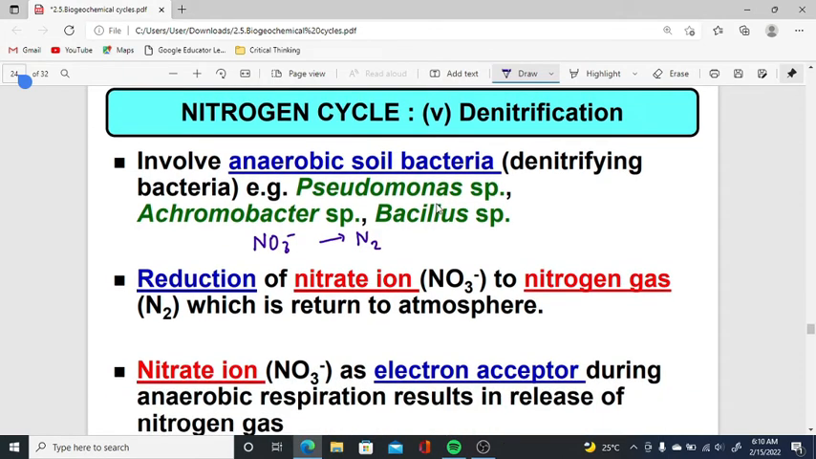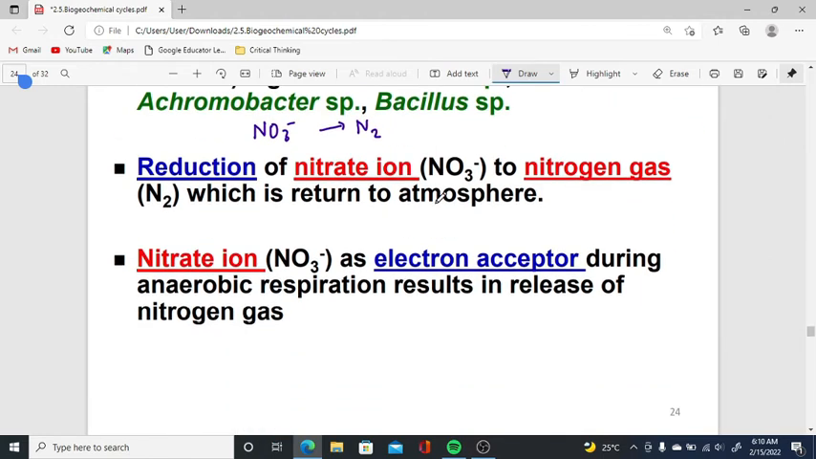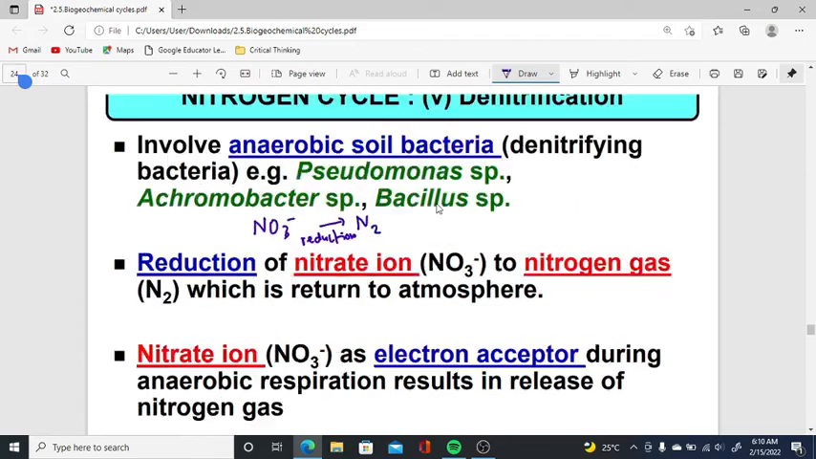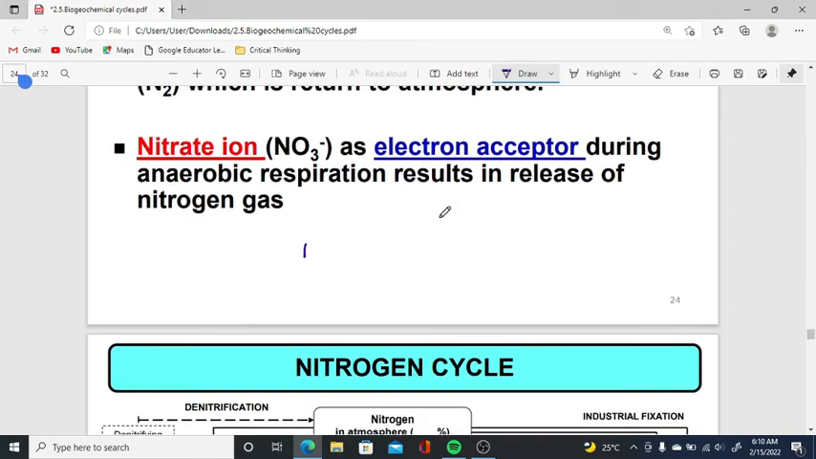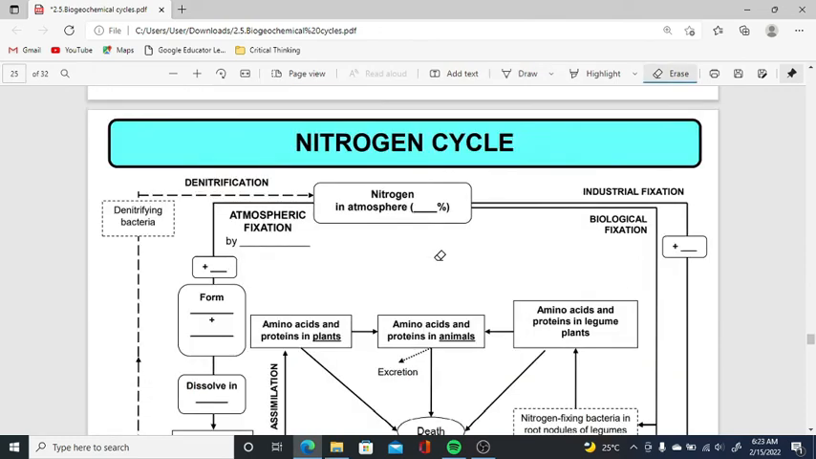Alright, so the reduction of nitrate ion to nitrogen gas which is returned to the atmosphere. Nitrate ion as electron acceptor during anaerobic respiration result in the release of nitrogen gas. So kita akan convertkan nitrate ion kepada nitrogen gas by process reduction. Oleh siapa? Oleh 3 jenis bakteria ini. Pseudomonas, Achromobacter dan juga Bacillus species.